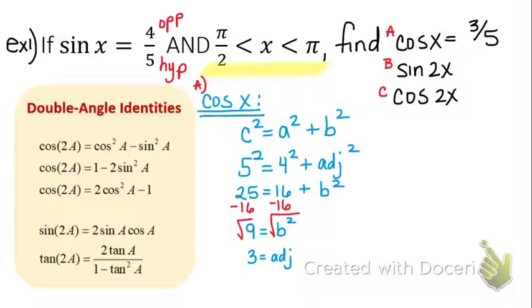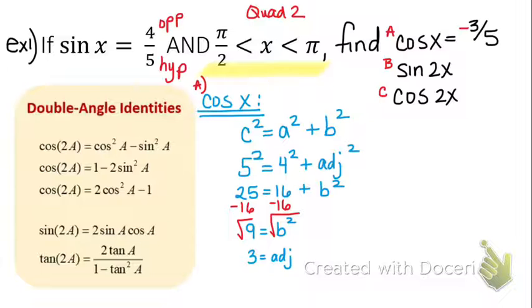And in quadrant 2, is cosine positive or negative? It's negative. So we need to add that negative in front of that 3/5, because in quadrant 2, sine is positive, but cosine is negative. So when we're asked to find the cosine of x, we have to put negative 3 over 5. That's why they gave us this restriction.